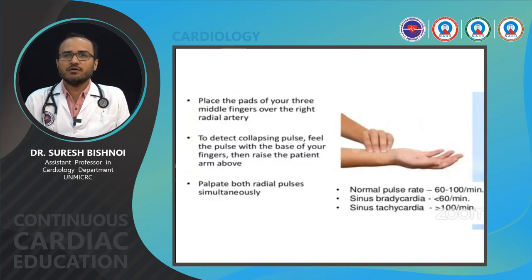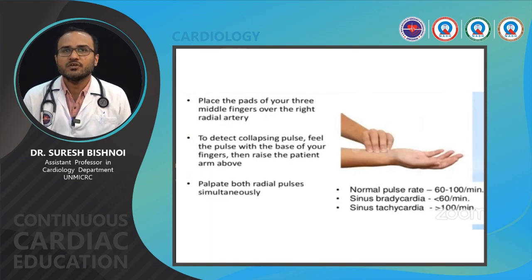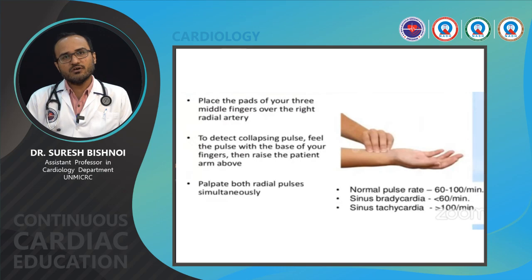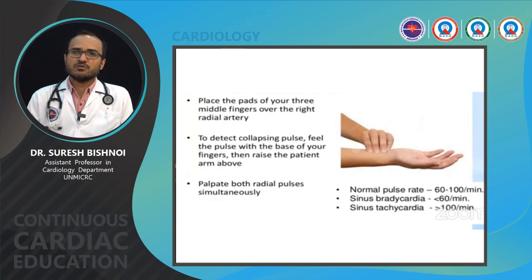This is typically how a radial pulse is palpated. You should use the 3-finger method as described previously. Place the pads of the 3 middle fingers over the right radial artery and feel the pulse with the base of your fingers. You should also examine both radial pulses simultaneously. Normally the pulse rate is between 60 to 100 per minute. In case of sinus bradycardia, you may have a pulse less than 60. In case of sinus tachycardia, the pulse is more than 100.